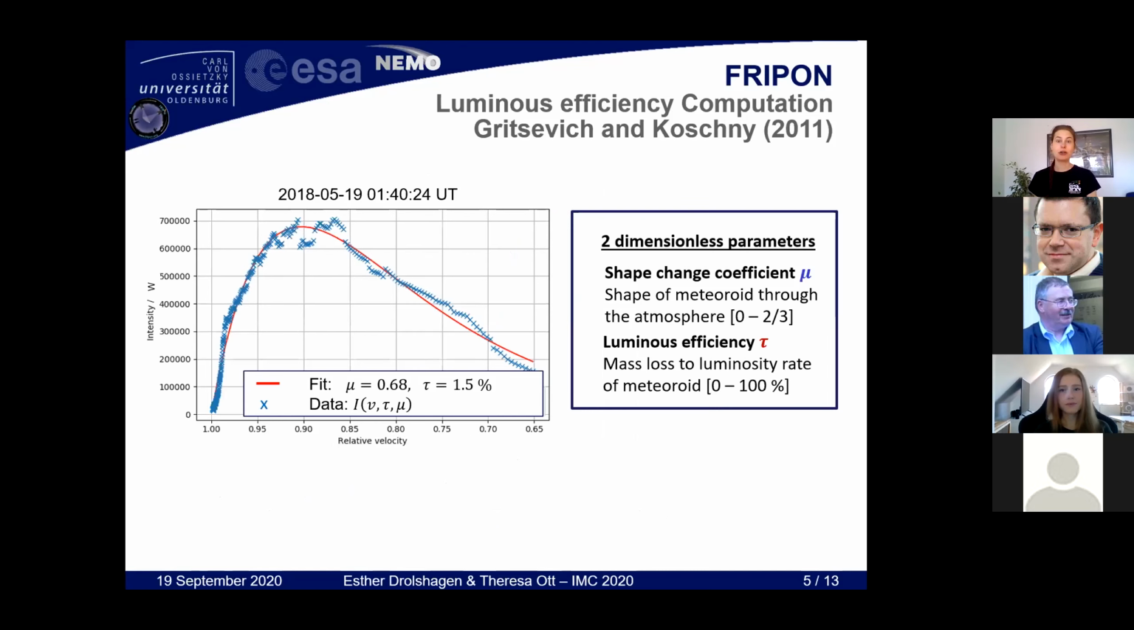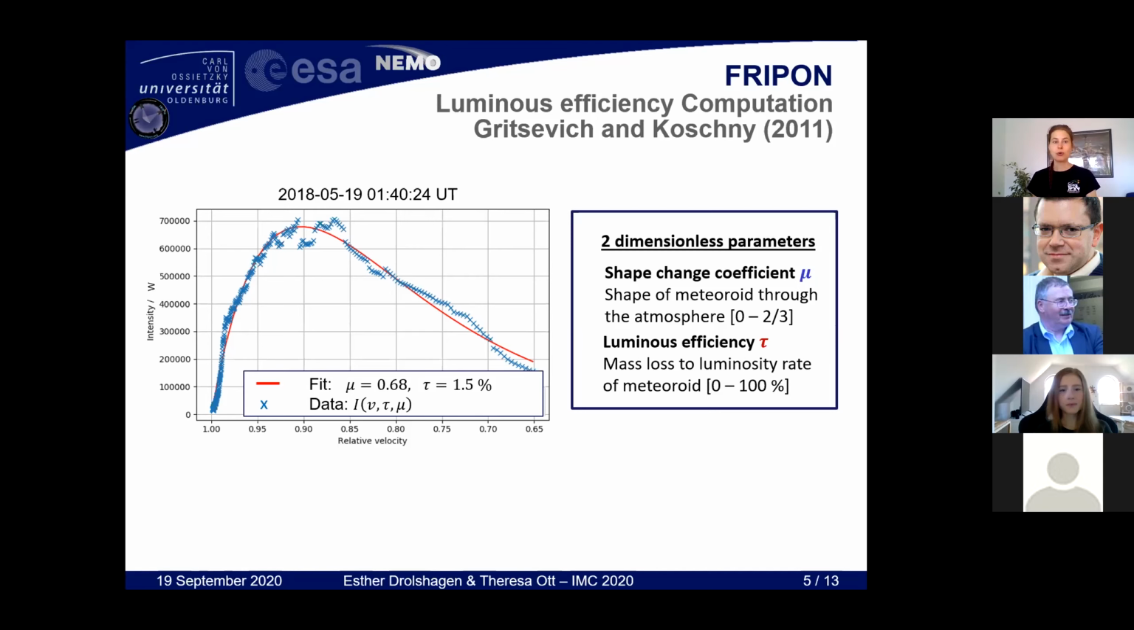With this we can determine two different dimensionless parameters. One is the shape change coefficient mu, which gives us an idea of how the shape is changing while the meteor makes its way through the atmosphere. This is between 0 and 2/3. And the luminous efficiency, of course, tau, which is the mass loss to luminosity rate of this meteoroid through the atmosphere, given from 0 to 100%.